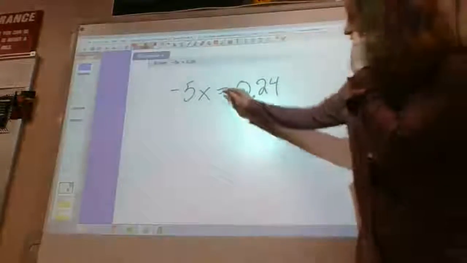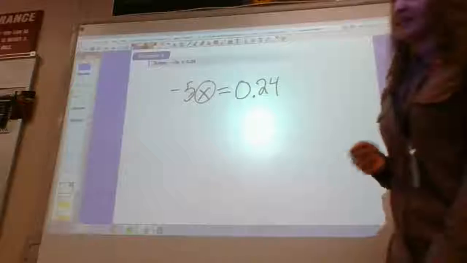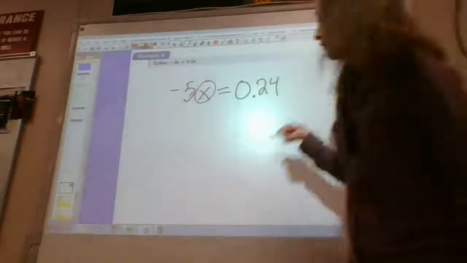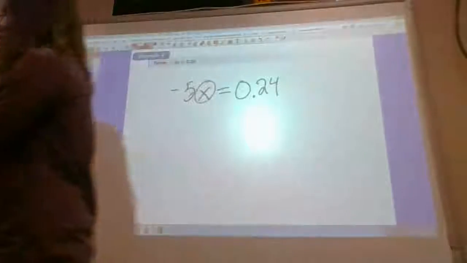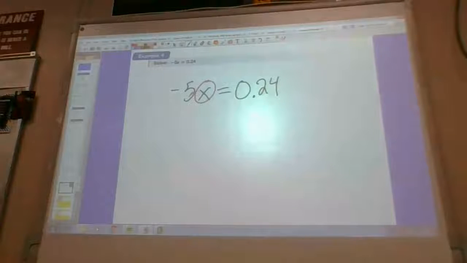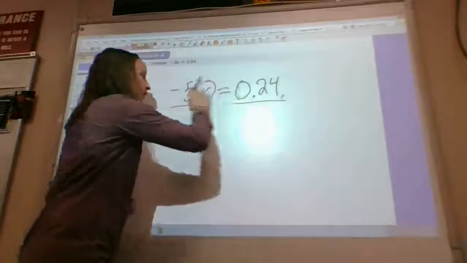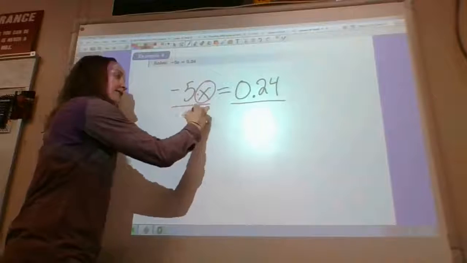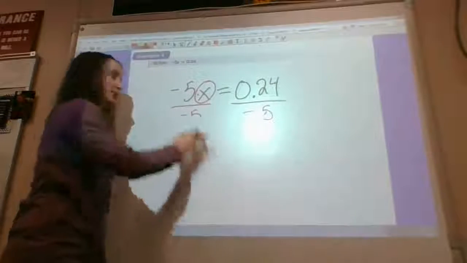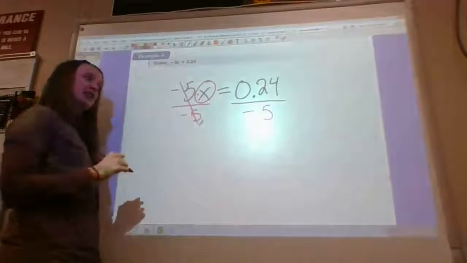So our last problem before we get into our assignment, we've got a whole number and a decimal. See if you can follow the same steps that we have done to get the right answer. Right, multiplication problem. Opposite of multiplying by -5 is dividing both sides by -5. Why do we do the opposite? Once again, it makes it cross out.